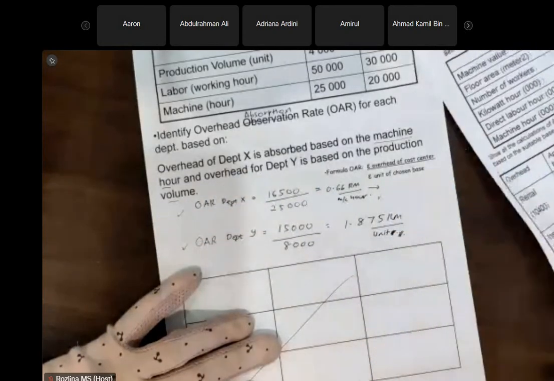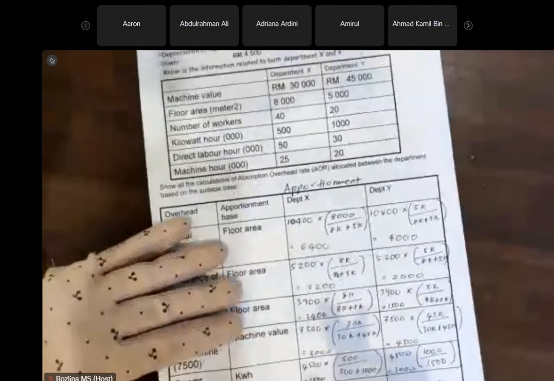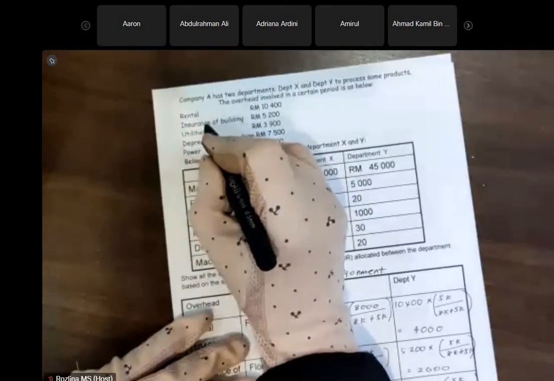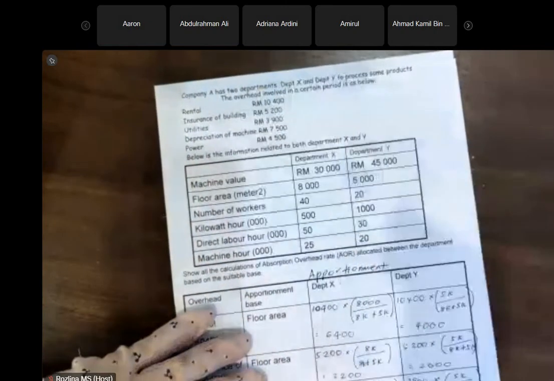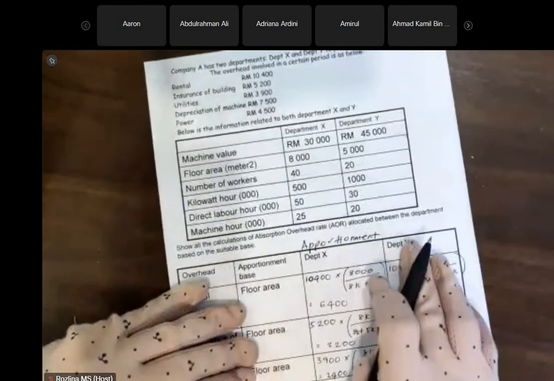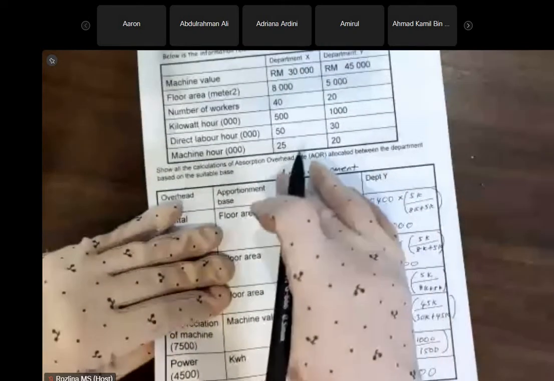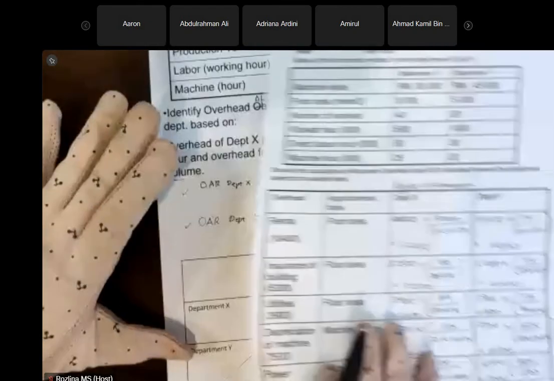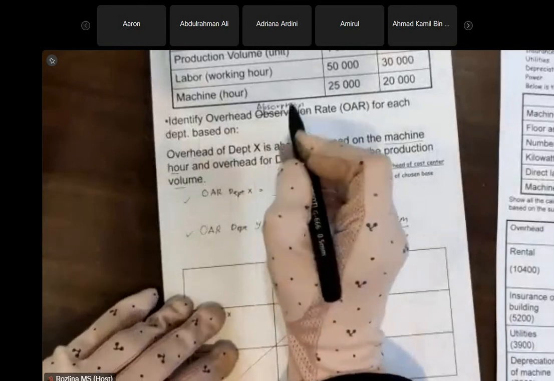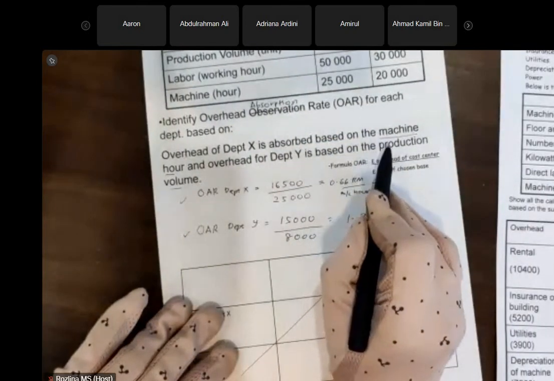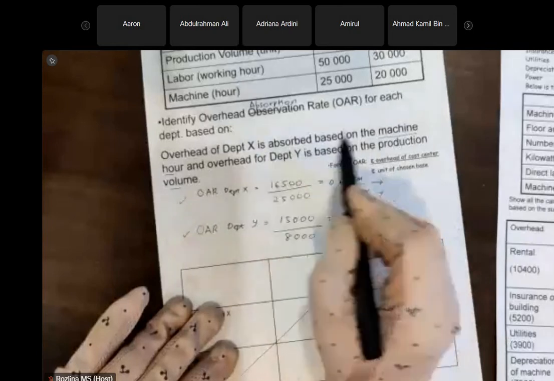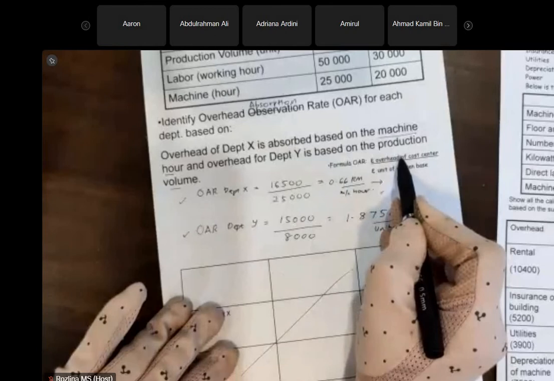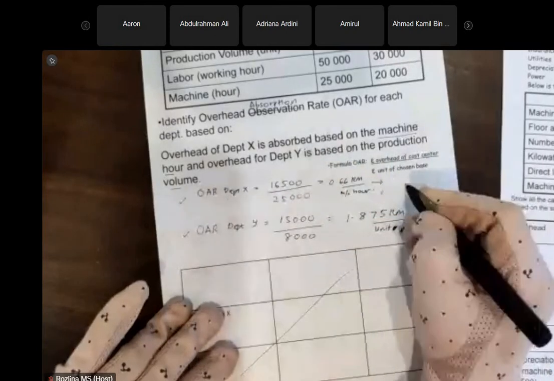Senang kan? So here you can see from the cost here, rental, insurance, utilities, Department X and Department Y have absorbed. Based on the apportionment, they get the answer. But then we have to absorb by using the base. Department X absorbs by using the machine hour. Department Y absorbs based on the production volume. So you get the answer here.